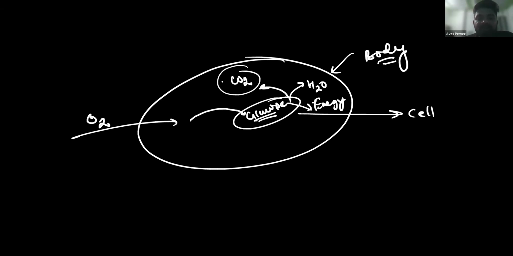Now this carbon dioxide comes out of the body. This is called respiration. So what is respiration? Respiration is the process of intake of oxygen and its utilization for the breakdown of glucose to produce energy. This energy is used to perform various metabolic activities, and then the carbon dioxide is removed from the body. This whole process is known as respiration. The oxidation of glucose in the presence of oxygen is called respiration.